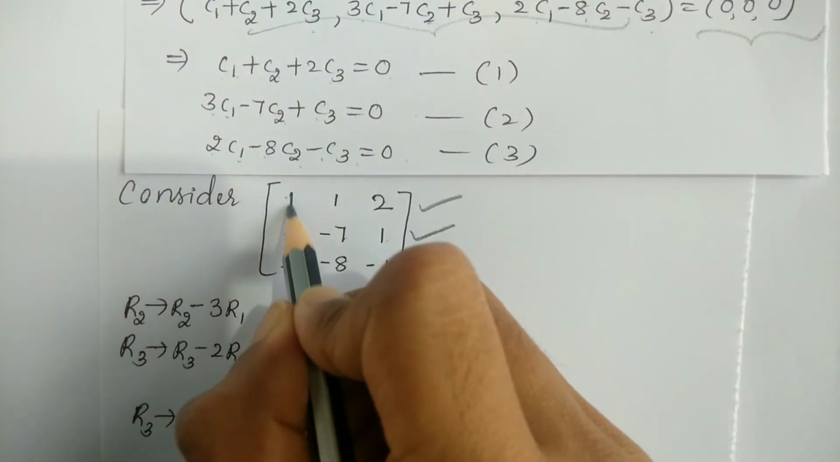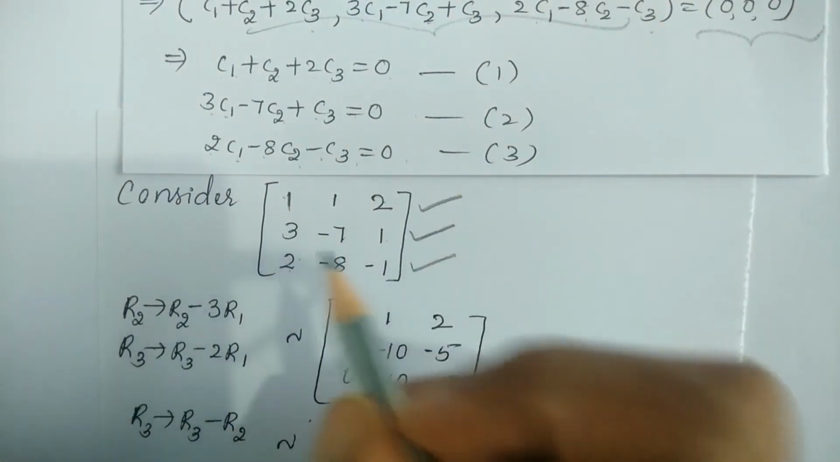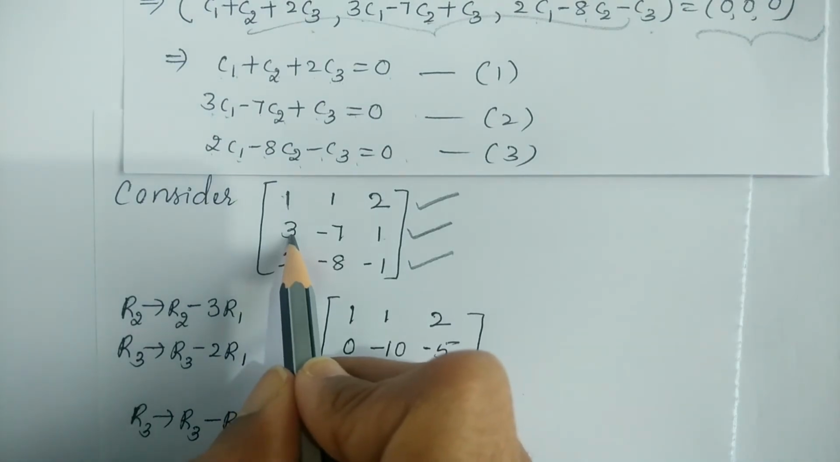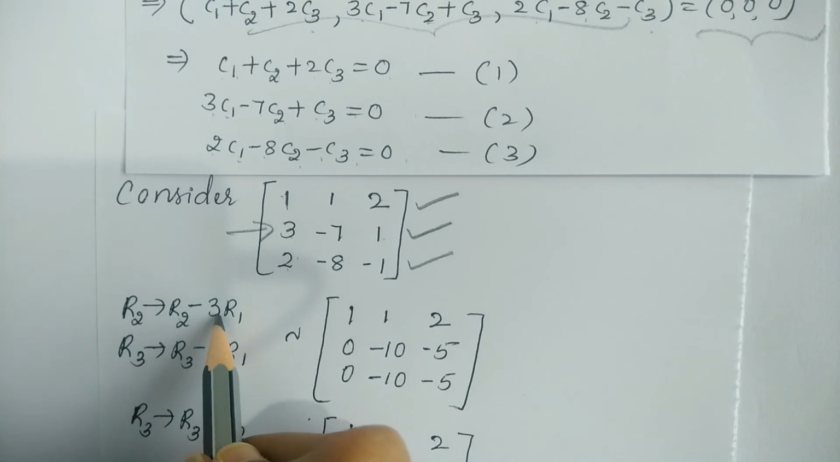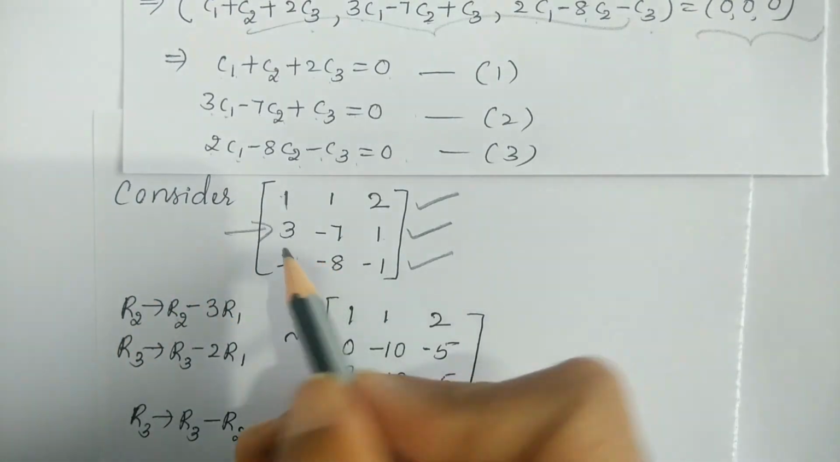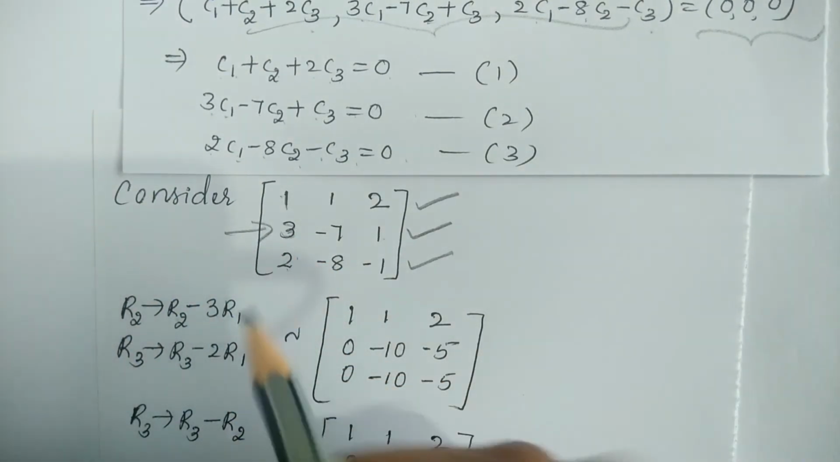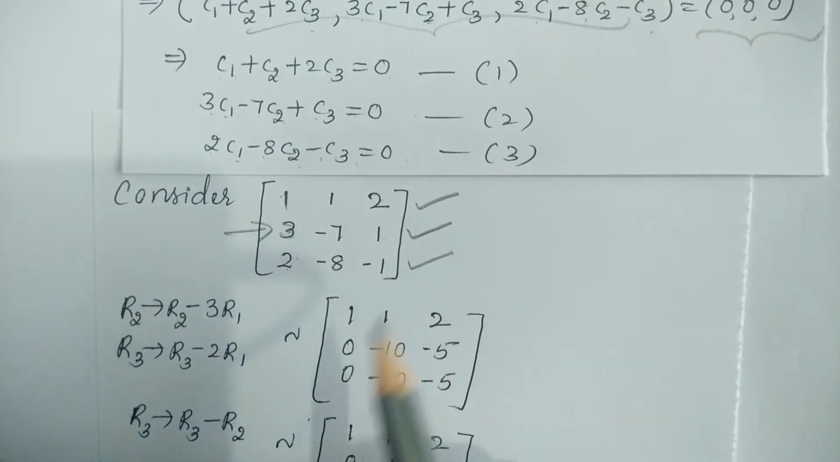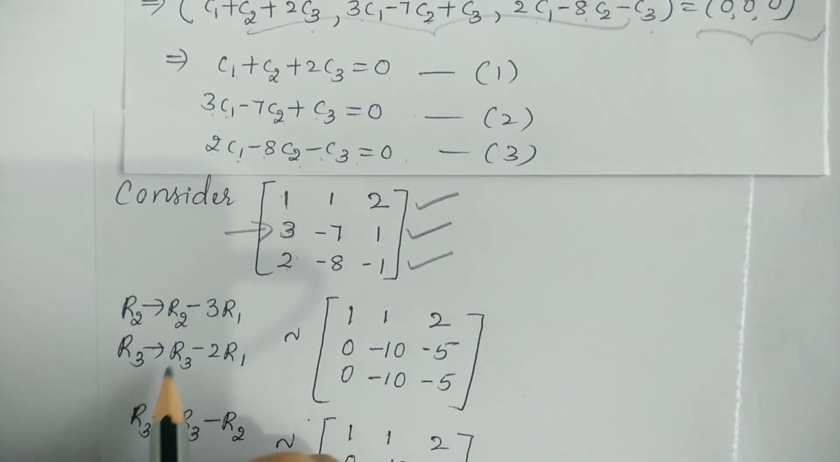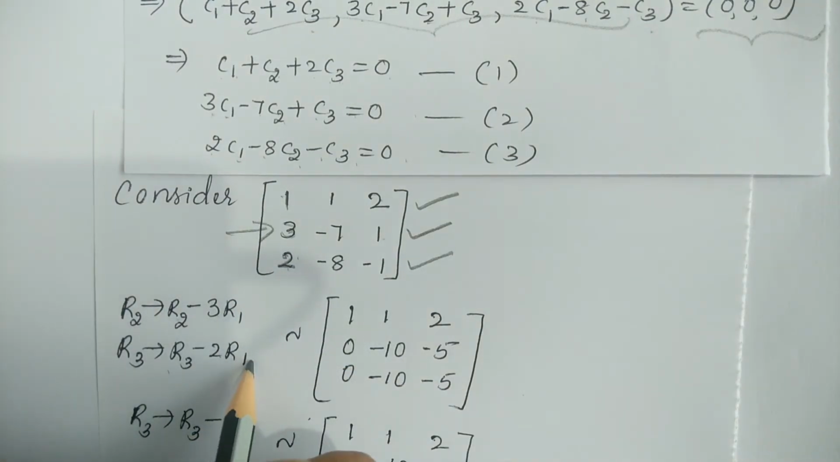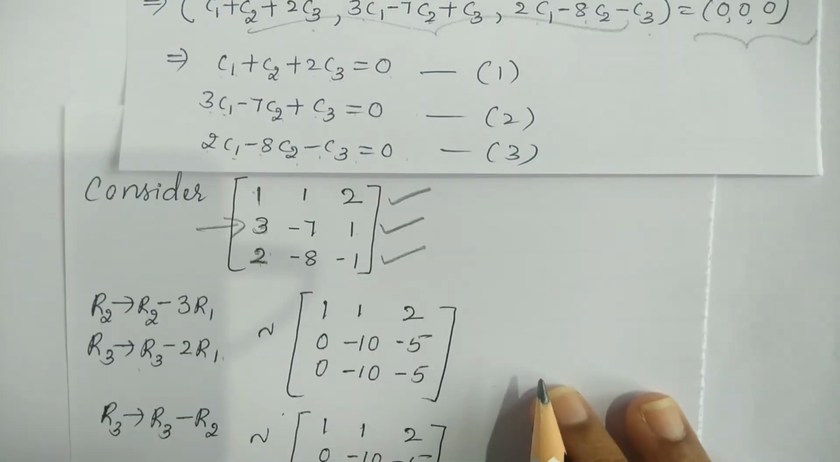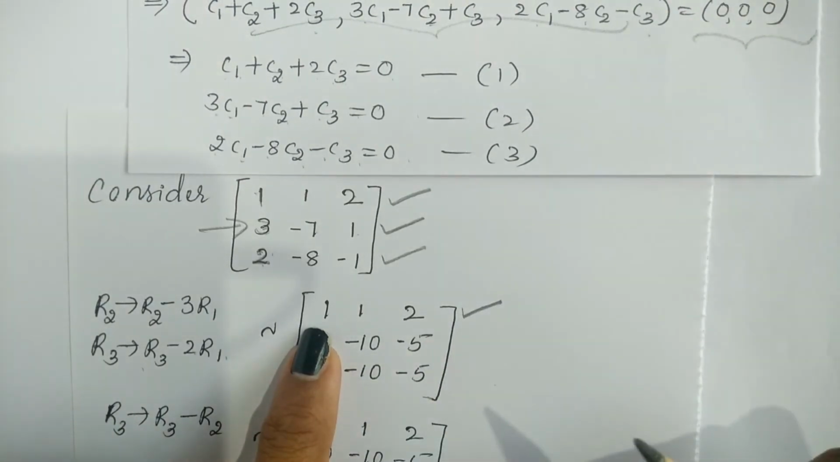It means the starting entry must be 1, below must be 0. So here we have 3, therefore R2 changes to R2 minus 3R1. Here we have 3, therefore minus 3R1. Now R3 changes to R3; we have 2, so minus 2R1. Is it okay? So now the first row stays as it is: 1, 1, 2.